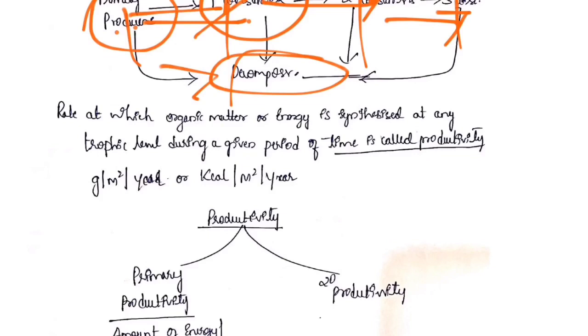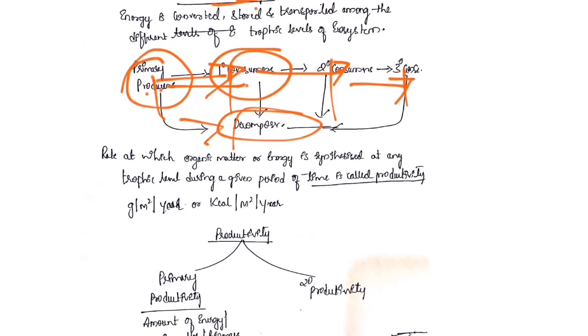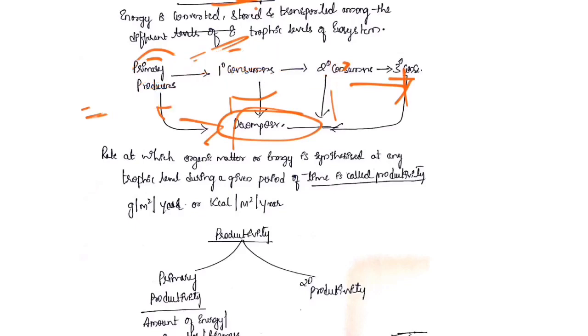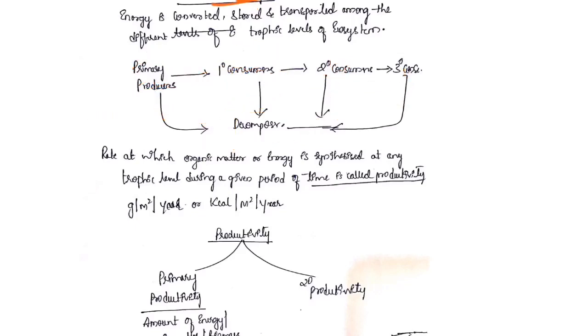The rate at which organic matter or energy is synthesized at any trophic level during a given period of time is called productivity. The amount of energy, or rate at which energy is prepared at one particular trophic level at a given time, is called productivity. The total amount of energy synthesized by the organisms of one trophic level during a given period of time is productivity.